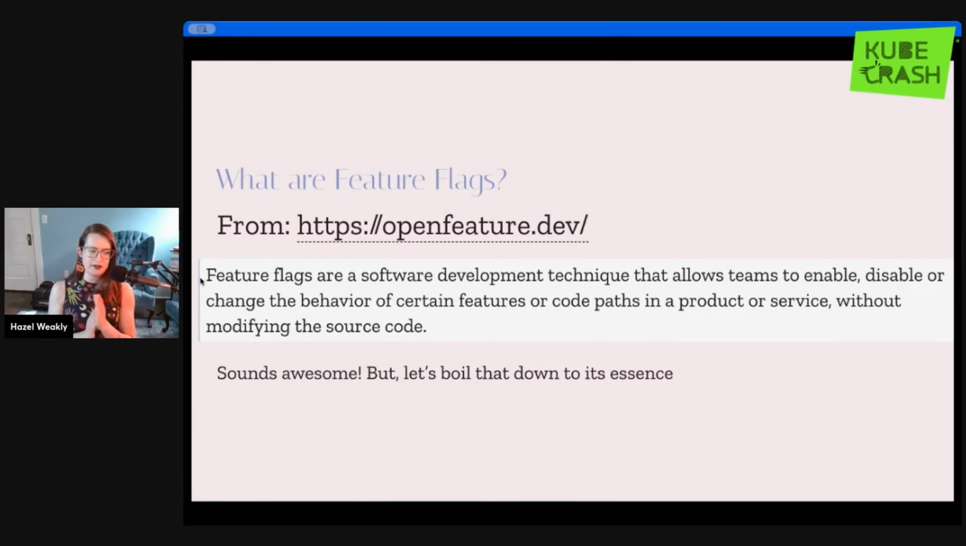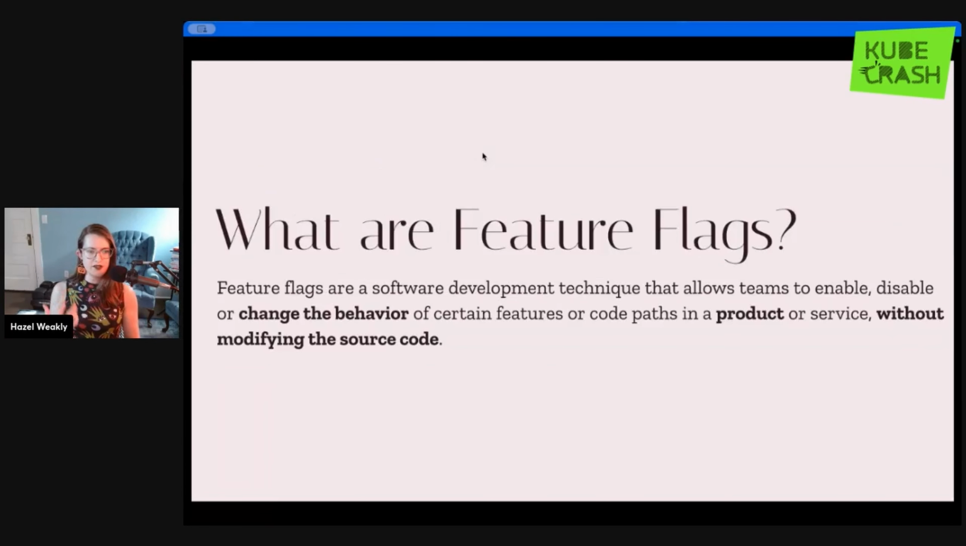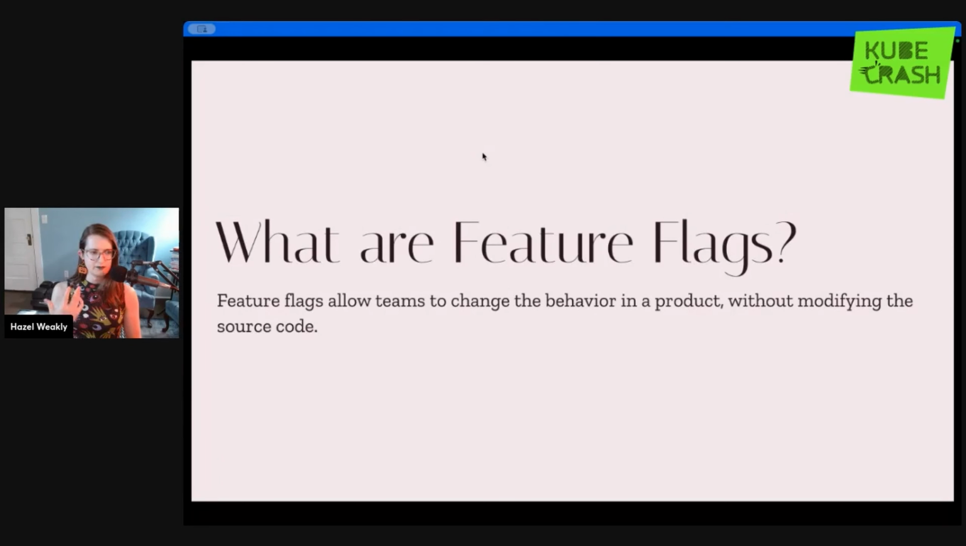So you might be asking yourself, what are feature flags? OpenFeature.dev says that feature flags are a software development technique that allows teams to enable, disable, or change the behavior of certain features, and so on, without modifying the source code, which sounds awesome. But I want to dig into that and pull it down into its essence so that we can figure out what the full implications of that really are. So feature flags allow you to change the behavior of something without modifying the source code. Cool. What does that really mean?